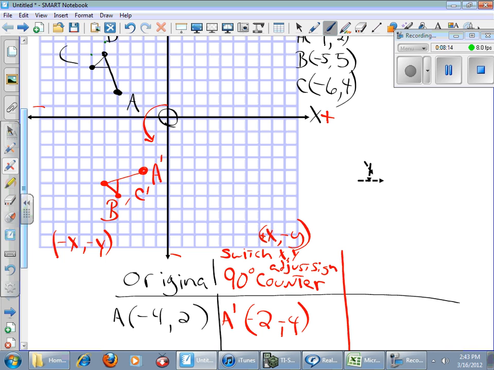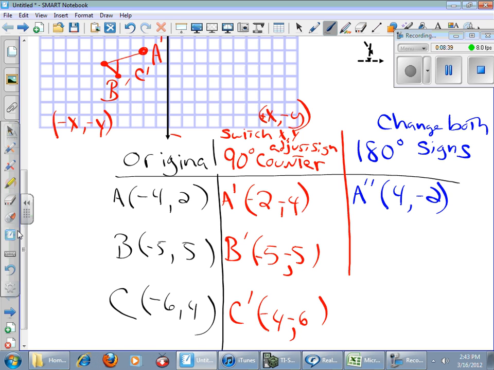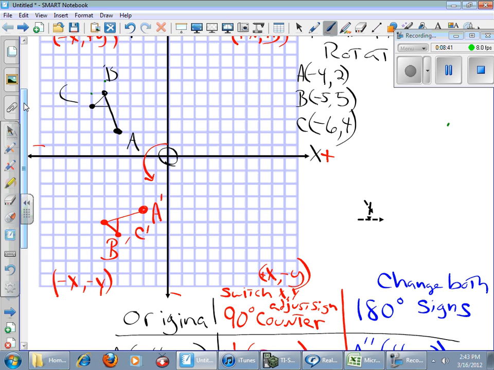That is the 90-degree rotation. All right, we're going to change colors here, and now we're going to do the 180-degree rotation. On this one, all I have to do is change both signs. So A is at (-4, 2). A double prime will be at (4, -2). Notice I didn't switch X and Y. I just changed both signs. 1, 2, 3, 4, 1, 2. And there is A double prime.